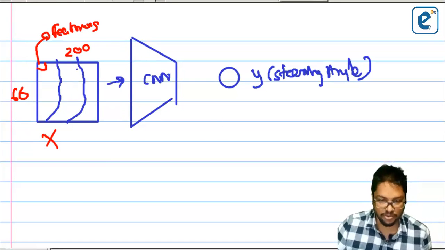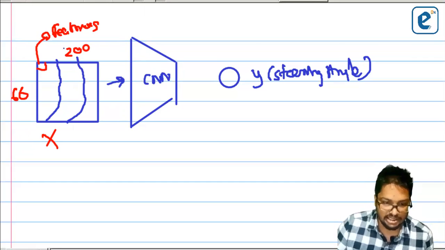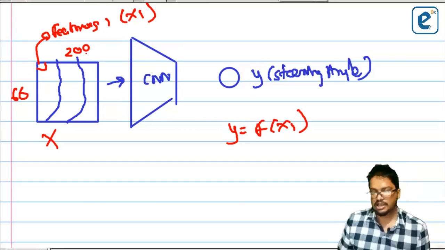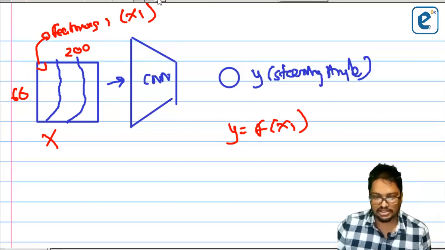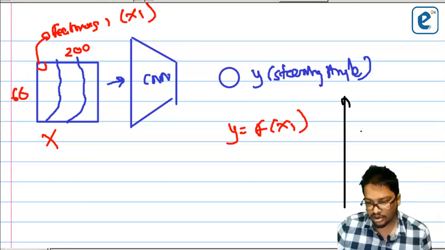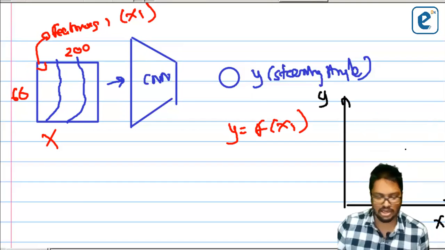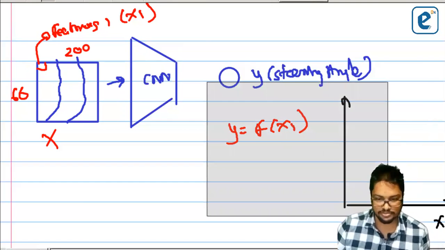Now, let's say this is one feature, feature one, x1. What's the relationship between y and x? We can't say exactly, but it's not necessarily a linear thing. X1 and y will be something like this. I will show you this.